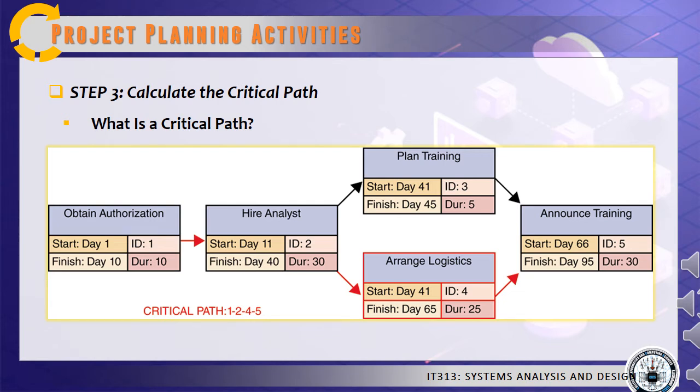A critical path is a series of tasks which, if delayed, would affect the completion date of the overall project. If any task on the critical path falls behind schedule, the entire project will be delayed.